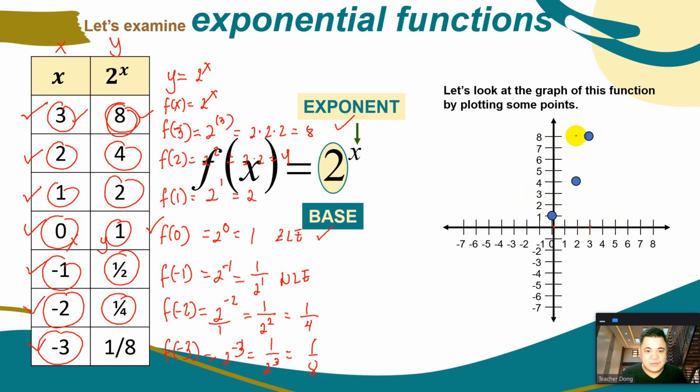And then we have (2, 4). Okay, this one, (2, 4). So 2 for the x and then 4 for the y, and then you're going to intersect them. That's why the point is here.